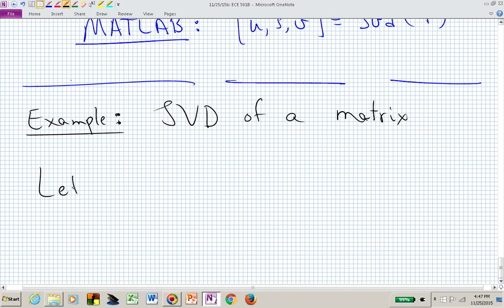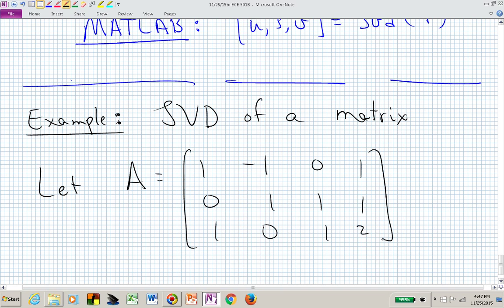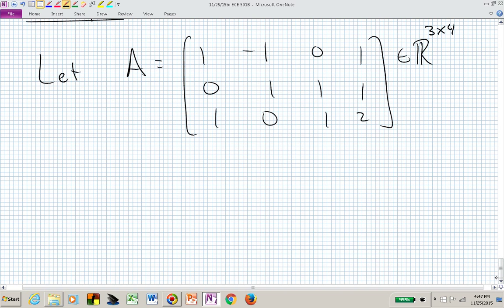Suppose we now say that we have a matrix A. That's 1, -1, 0, 1. It's 0, 1, 1, 1, and it's 1, 0, 1, 2. It's pretty clear that that is of dimension 3 by 4, so we do have a rectangular matrix. And if we wanted to, we could find the transpose of A pretty easily.